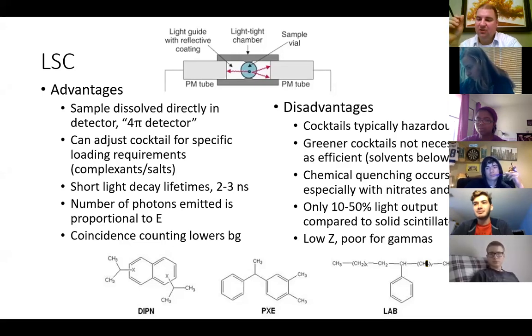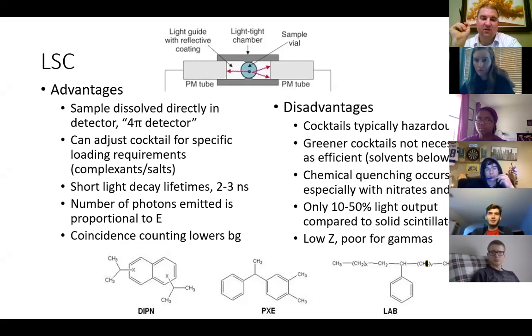You can fine tune, you can tweak your scintillation cocktail for specific loading requirements. Are you analyzing samples that came from a specific kind of ion exchange? Are you analyzing samples of ocean water? Are you analyzing runoff in rivers from mines? You can tailor your scintillation cocktail for your specific analytical situation.